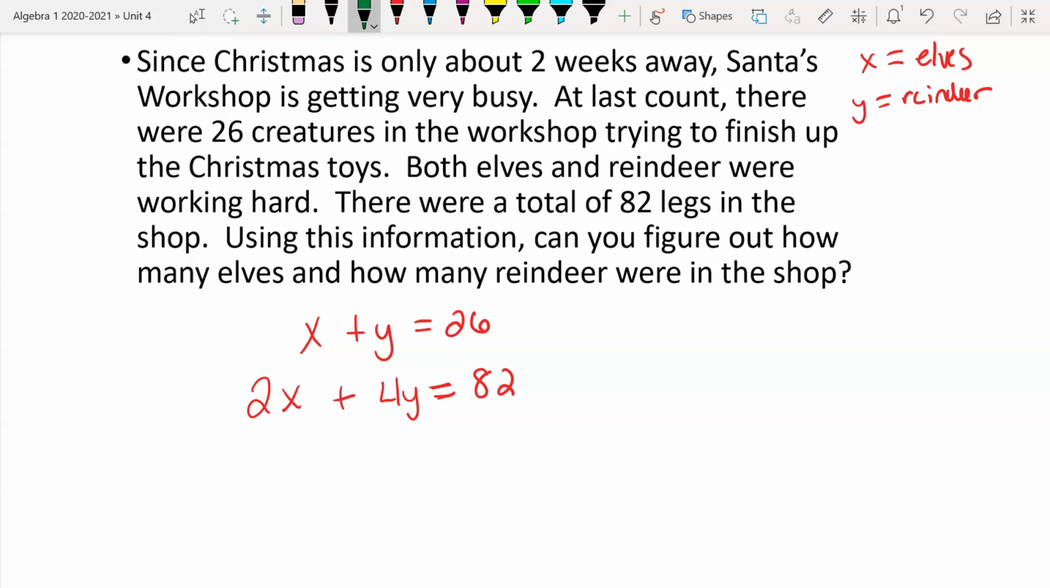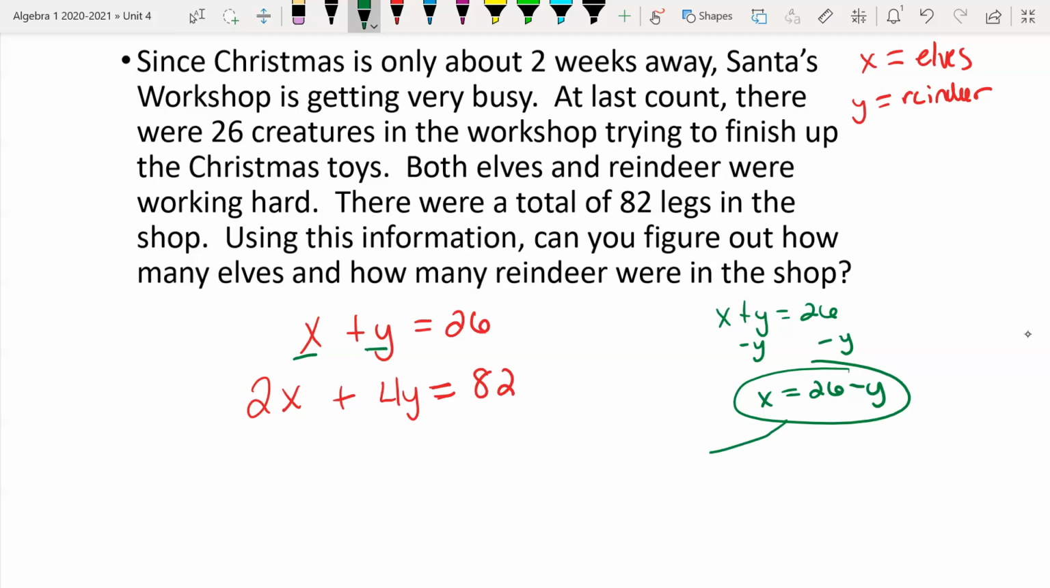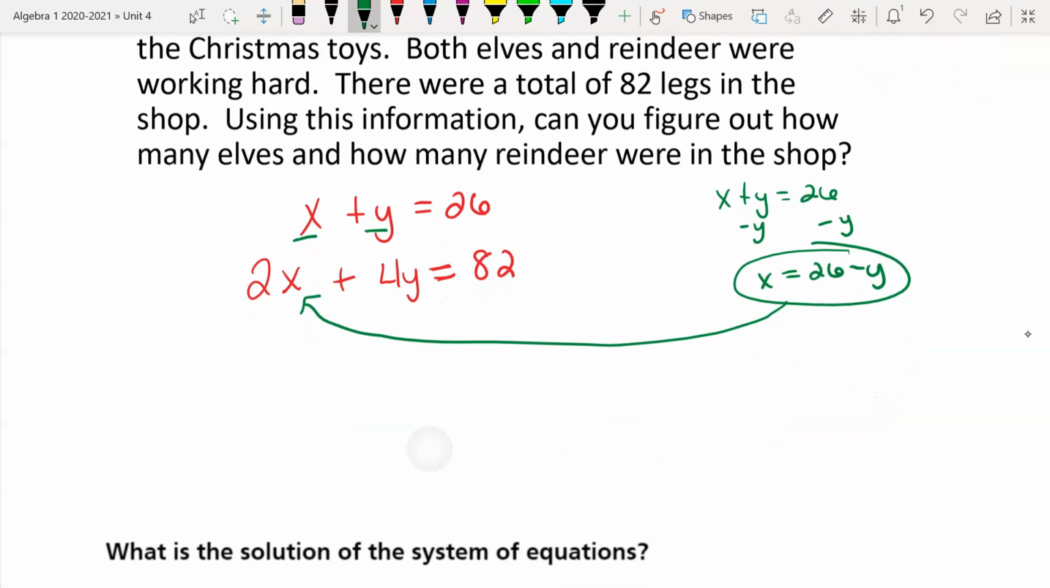So now, using substitution, this is how this works. You either want to solve for an x or for a y. So if I take that x plus y equals 26, and I subtract the y over, I get x equals 26 minus y. So I know x equals this on that top equation, so I can plug that in for the x in the other equation and solve it. So now I'm going to say 2 times 26 minus y, because that's what x equals, plus 4y equals 82. So now, just solve it for y.